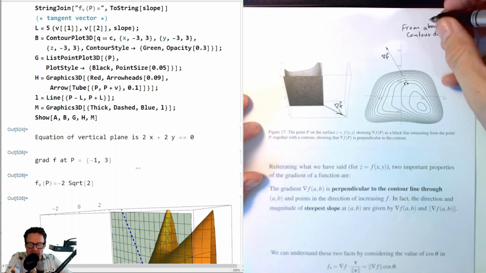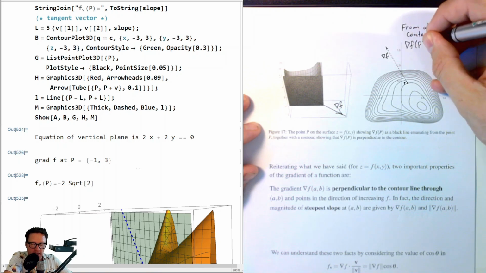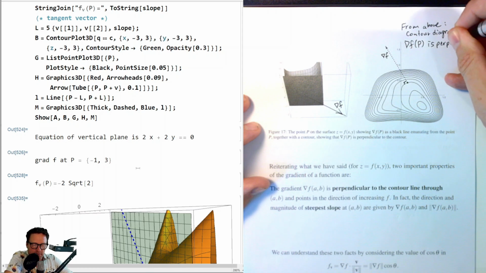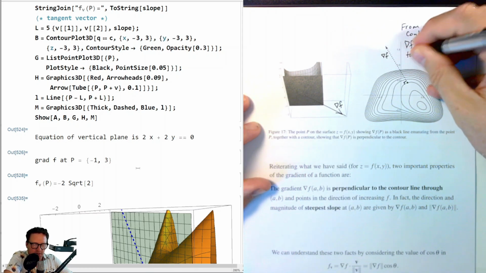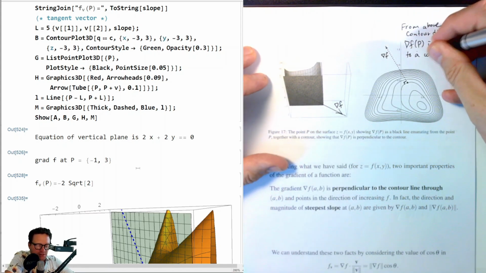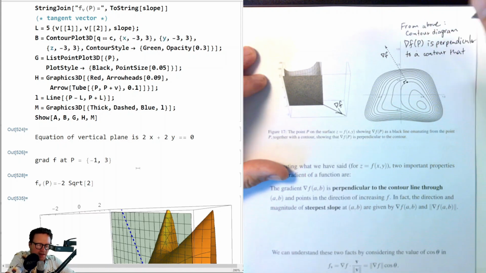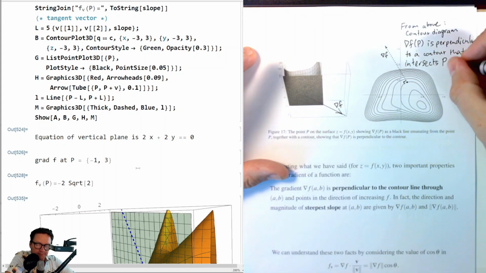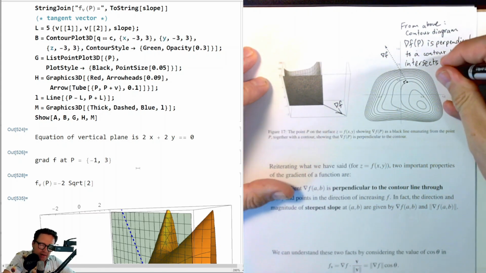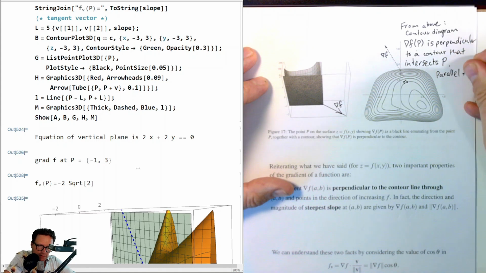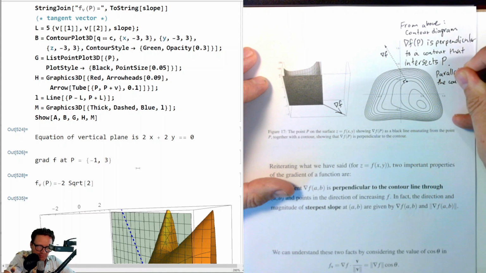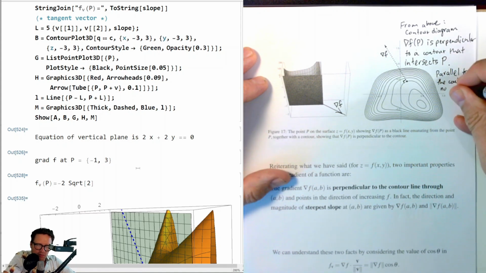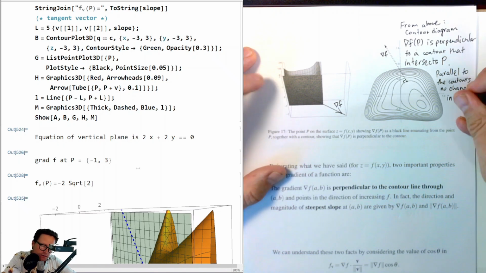Okay, so in other words, grad f at P is perpendicular to a contour that intersects P. Okay, now parallel to the contours, no change in elevation, let's say.